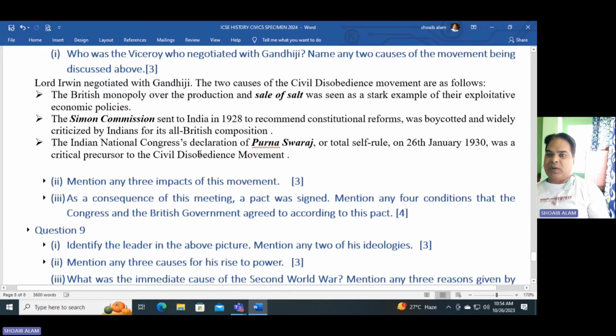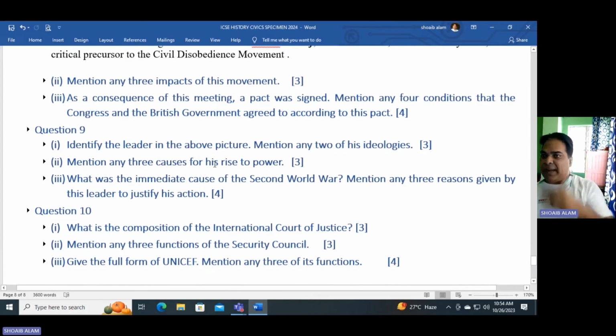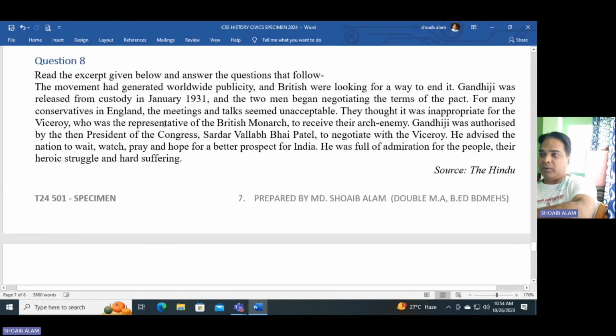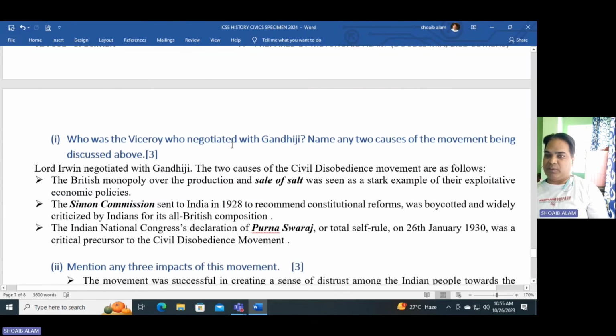Now, next one, mention any three impacts of this movement. That means impacts of civil disobedience. Accordingly, here nothing is mentioned about which movement we are talking about. So you have to go through it properly. Then only you can understand this is all about the civil disobedience movement.